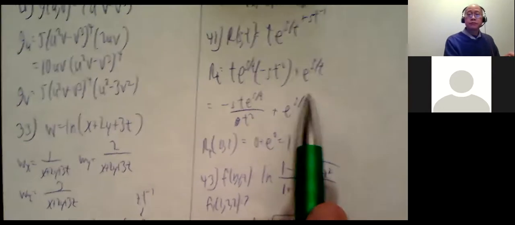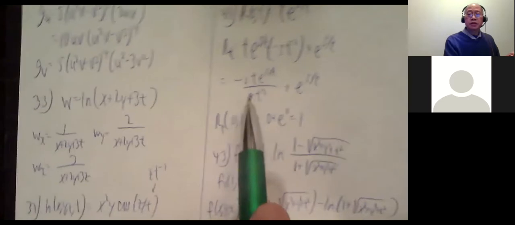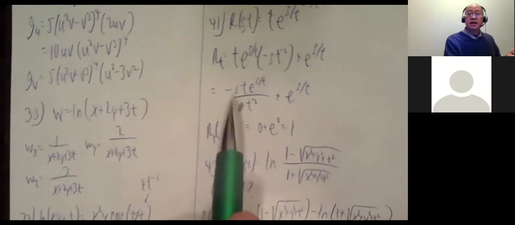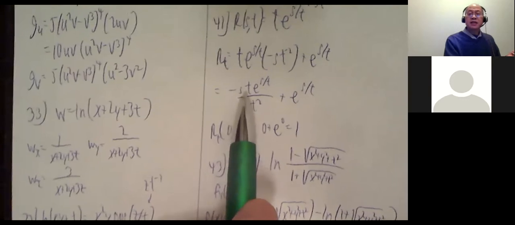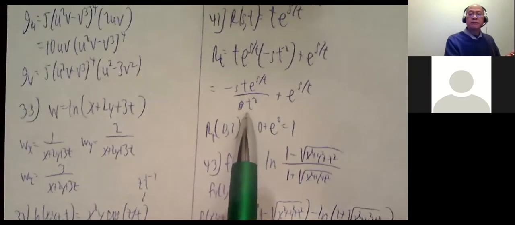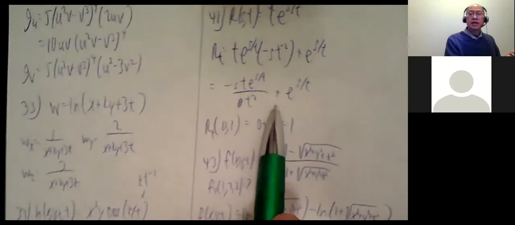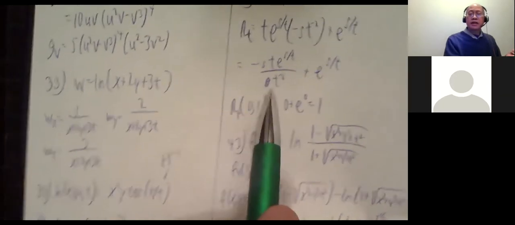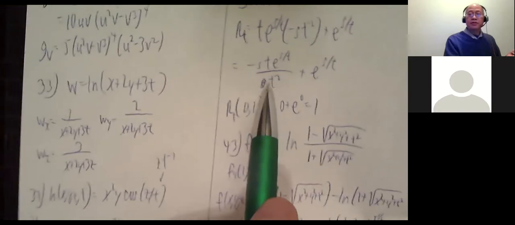So there we go. Okay, clean up the algebra here. I messed up again. What's new? Okay, so let's see. It's negative s t e to the s over t divided by t squared plus e to the s over t. Okay, and yes, I could clean this up, but you really don't have to.